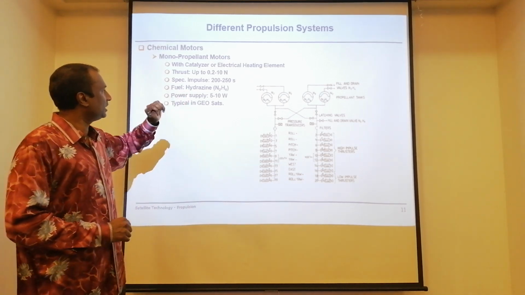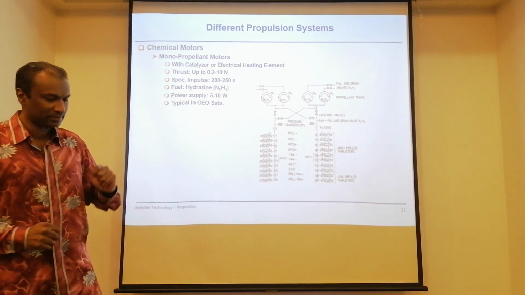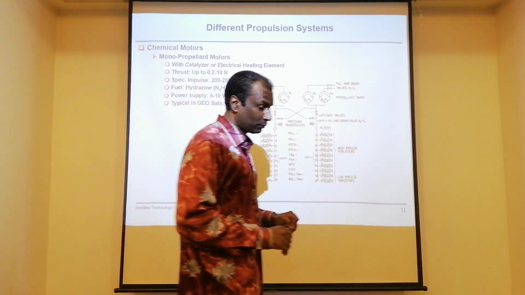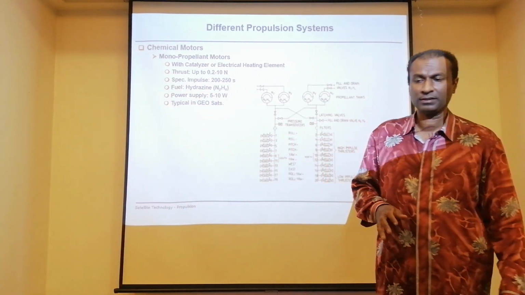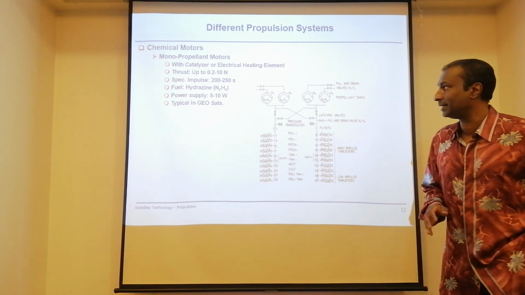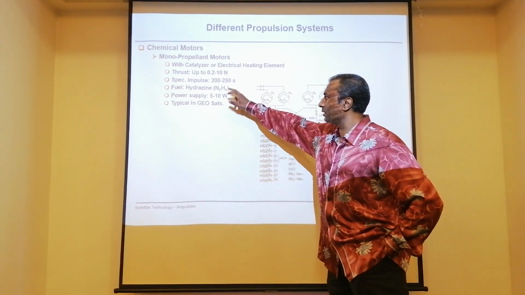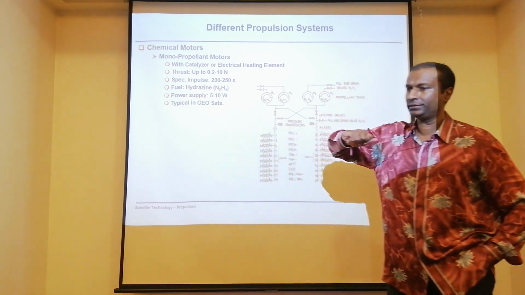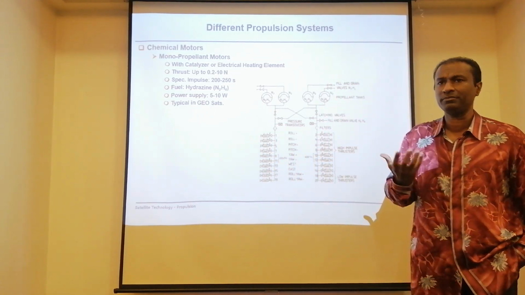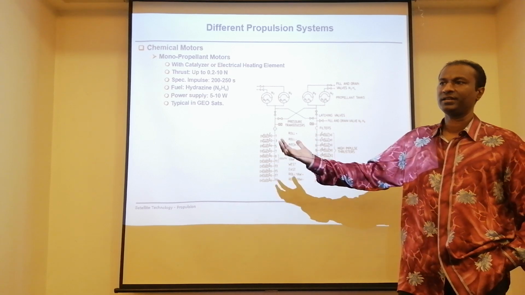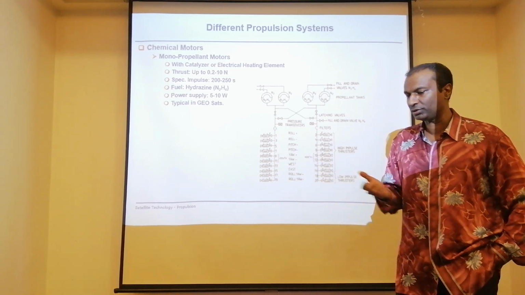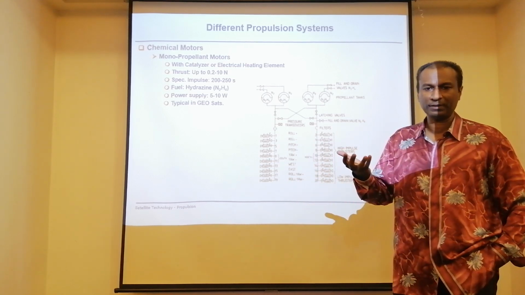Okay, this is what it means. And a typical fuel that we use is hydrazine, N2H4. N2H4 hydrazine is a very typical fuel that you use in satellites. And then you use a power supply also here, 5 watt, 10 watt. So can you imagine, you're harvesting energy from the sun through the photovoltaic cells, you're generating solar power.